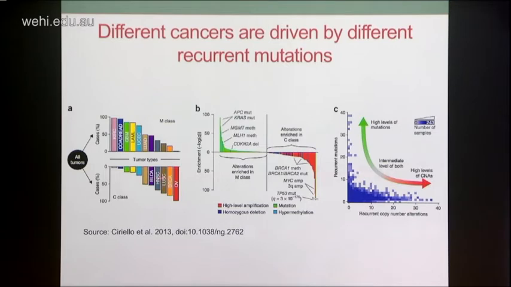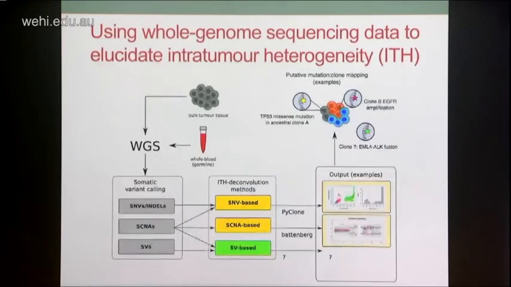And then you had some cancers that had intermediate levels of both, such as lung adenomas, and so you can see that you can't just use one approach to study different tumor types. You have to be aware of what some of the recurrent mutations across cancers are.